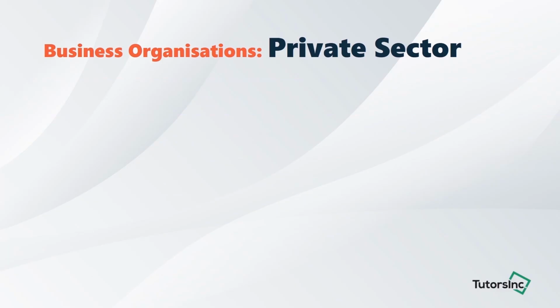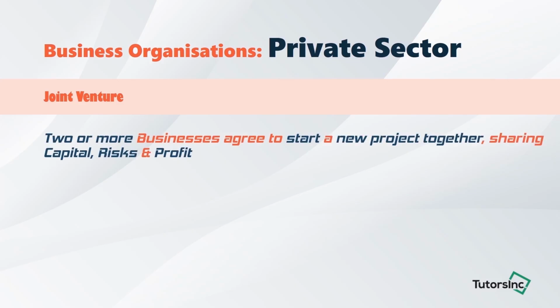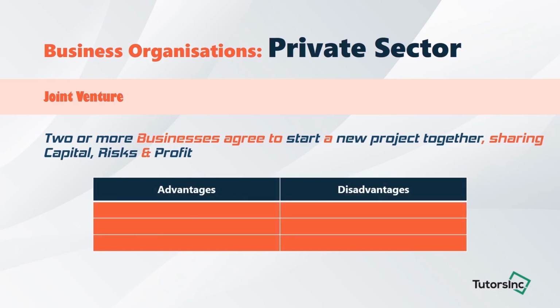Now let's move on to the last two types of businesses in the private sector. First, we have joint ventures. Joint ventures occur when two or more businesses agree to start a new project together, sharing capital, risks, and profits. It is similar to partnerships, just here, two existing companies partner up for a project. The advantages and disadvantages are similar to that of a partnership.